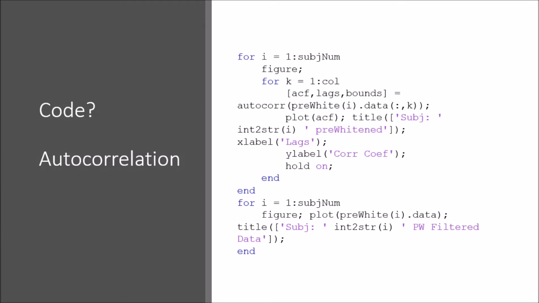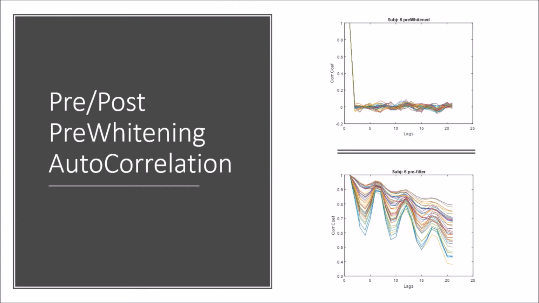To do that, you can easily just take a screenshot of this and use it. I won't go through too much of this, but to show the autocorrelation, I actually show it using this autocorr function in MATLAB, and then I plot it in this second for loop at the bottom, showing the filtered data. So that actually gives you something like this, I believe.